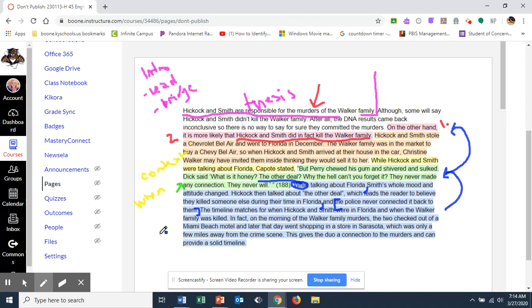The timeline matches for when Hickok and Smith were in Florida and when the Walker family was killed. In fact, on the morning of the Walker family murders, the two checked out of a Miami Beach motel and later that day went shopping at a store in Sarasota, which was only a few miles away from the crime scene. This gives the duo a connection to the murders and can provide a solid timeline. I think that's fantastic.